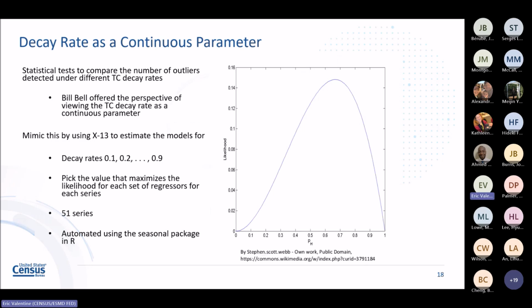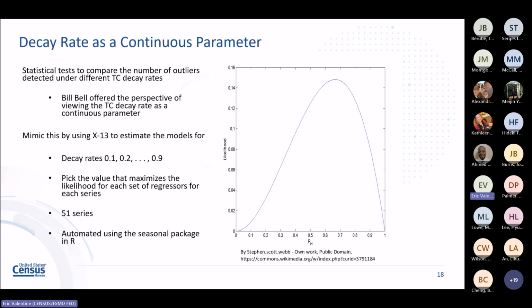There was some curiosity to see if any statistical test could be performed to evaluate the significance of the difference in the number of outliers at each rate. My supervisor and I consulted Bill Bell. He offered the perspective of viewing the TC decay rate as a continuous parameter.